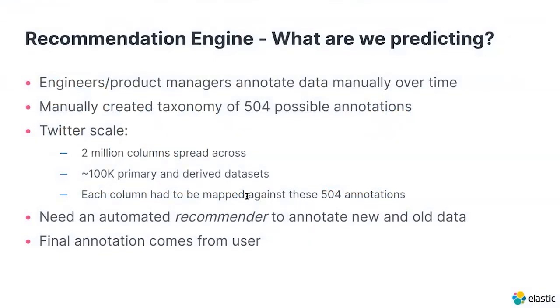Now, a quick overview of the recommendation engine before we go into more details. Twitter manually created a taxonomy of 504 possible annotations. This taxonomy was created via combined efforts of engineering, product management, and legal teams. Engineers and product managers then used this taxonomy to manually annotate datasets for a while, and around 30,000 columns were annotated this way. This became a basis for creating a recommendation engine, which was used to annotate over 2 million columns spread across 100,000 datasets with these 504 annotations.